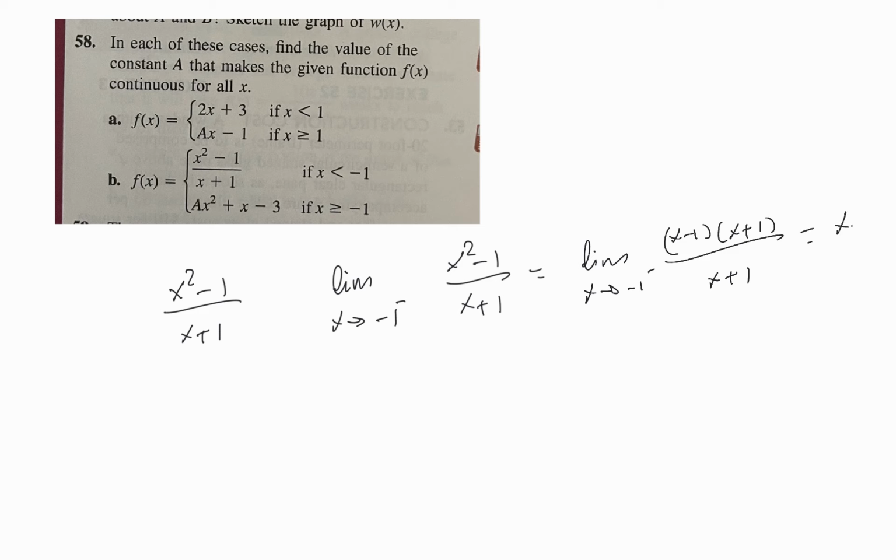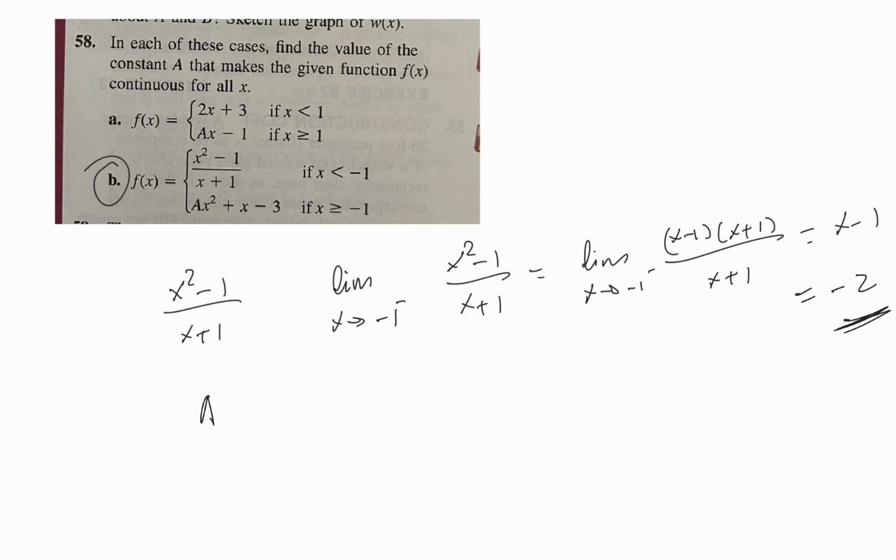So the limit when x approaches minus 1 from the left of x squared minus 1 divided by x plus 1 is like the limit when x approaches minus 1 from the left of x minus 1 multiplied by x plus 1 divided by x plus 1. So this limit is x minus 1. And when x approaches minus 1, the limit is minus 2. So I want something that will have this value to make the function, part b, f of x, continuous.